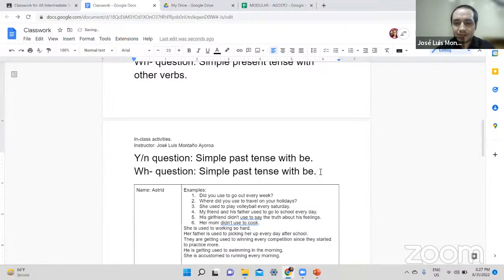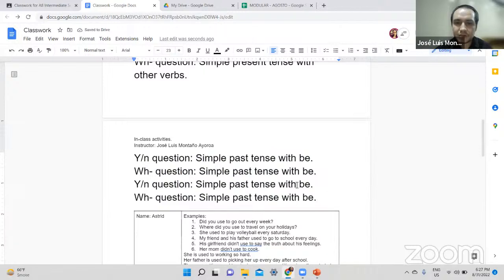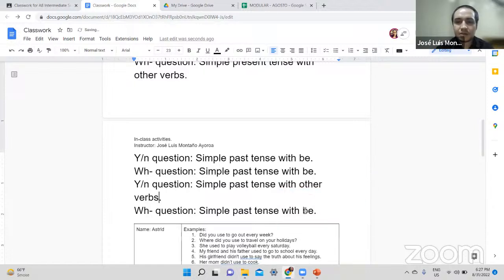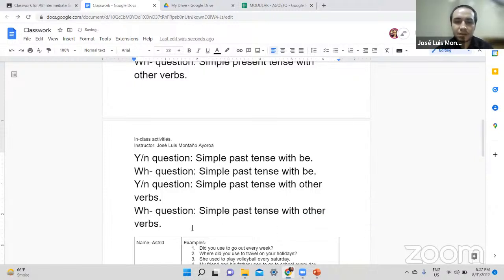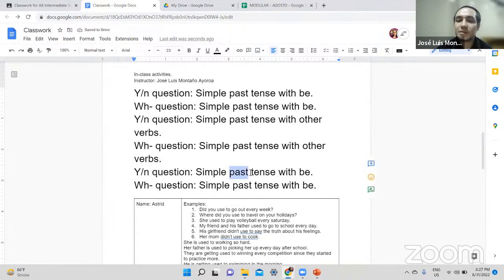All right. Then almost the same. Actually, let me copy this one this time. All right, it's going to be just a couple more, don't worry. Then here is with other verbs. And here again with other verbs. And finally, only one more. The last one is going to be, again, a yes, no question, but it's going to be the simple future. Okay, and it can be with be or with any verb that you want. Okay, simple future tense.